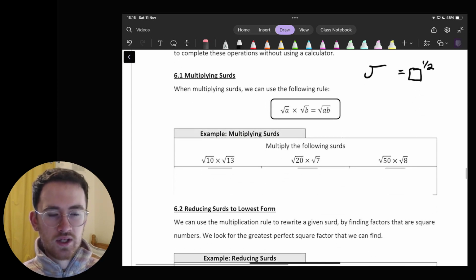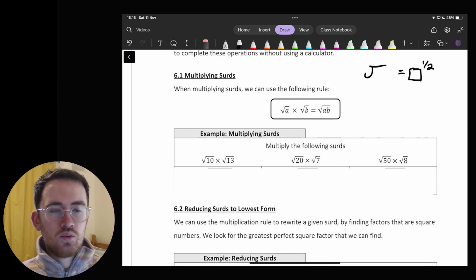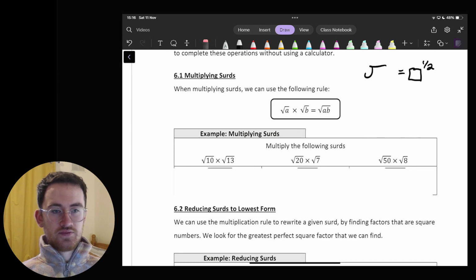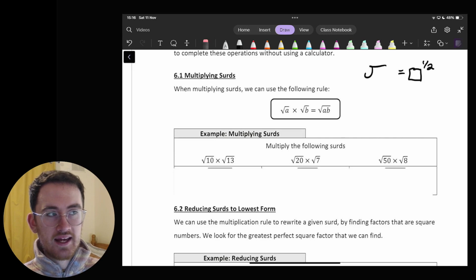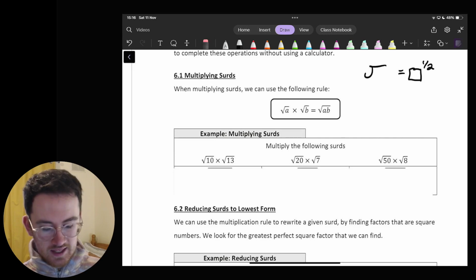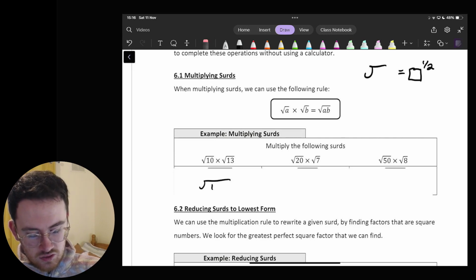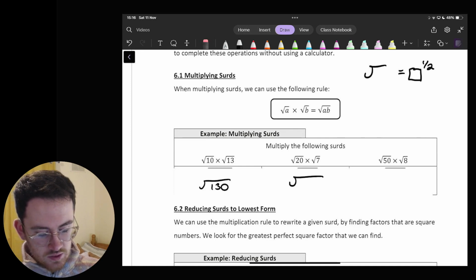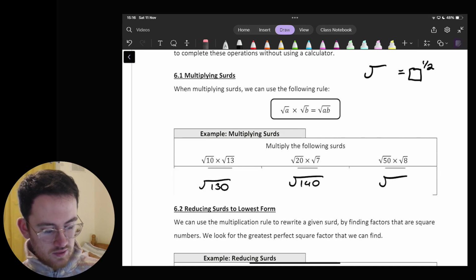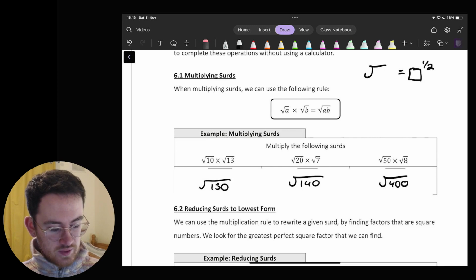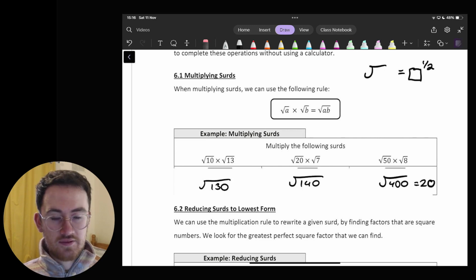So for example, quick first rule: when we're multiplying surds, we multiply what is inside the surds. So if we have root 10 times root 13, we multiply the 10 by the 13, and we get the square root of 130. Same thing goes for the next one, square root of 140, square root of 400. Square root of 400 obviously gives me 20. Some of these can reduce, some of them can't.